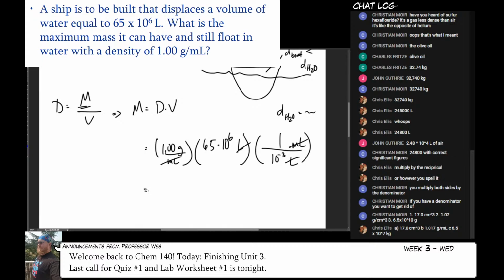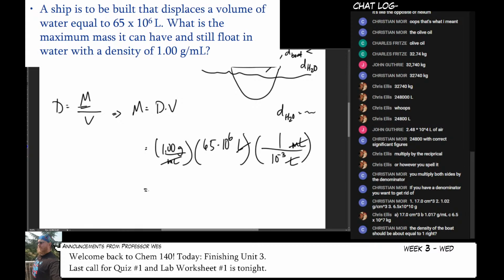So what is the maximum mass this boat could have? It'd be 1 times 65 times 10 to the 6 divided by 1 times 10 to the minus 3. And I get this: 6.5 times 10 to the 10 grams, or 6.5 times 10 to the 7 kilograms.